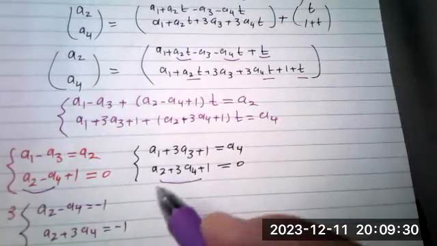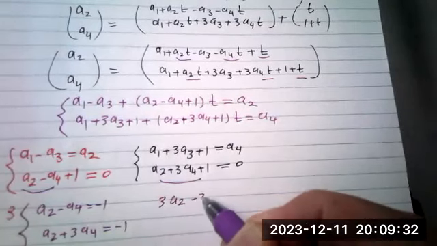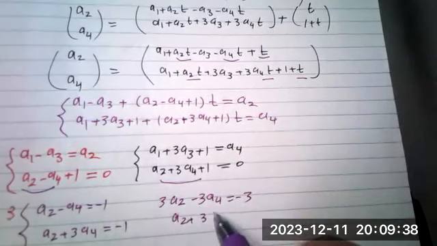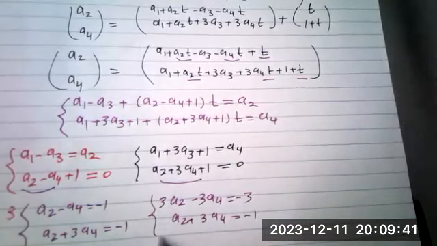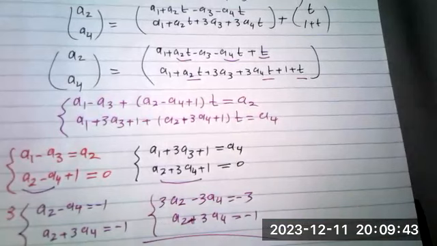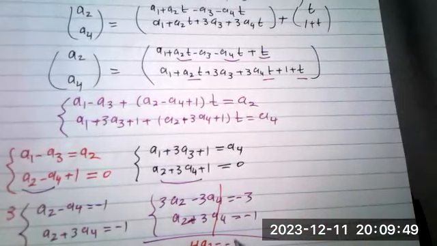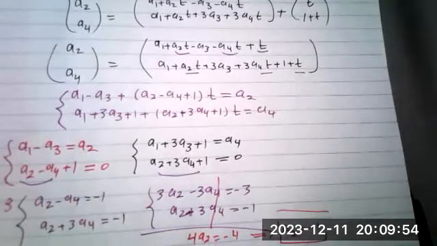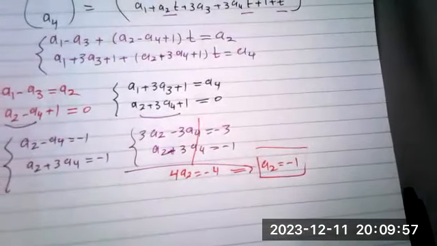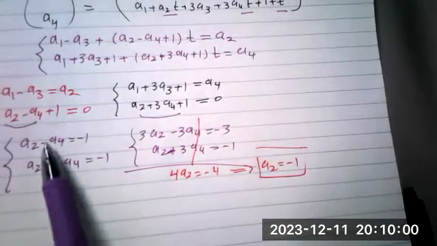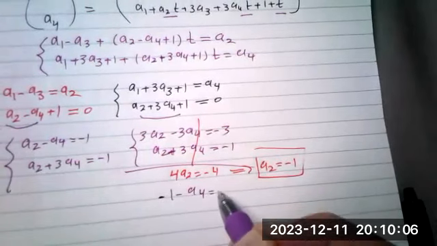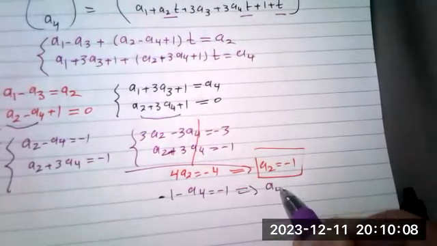You multiply the first one by 3, so that gives you 3A2 minus 3A4 equal to -3. And A2 plus 3A4 equal to -1. Okay, add them together. The A4 terms cancel out. You get 4A2 equal to -4, so A2 would be -1. Okay. A2 is -1, substitute into one of them to get A4. So I substitute here, so it's going to be -1 minus A4 equal to -1. So A4 would be 0.